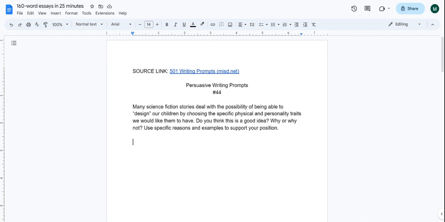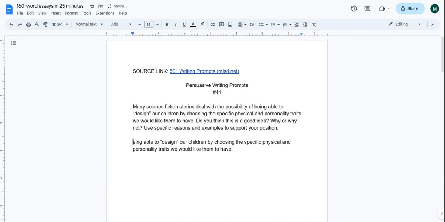So let's see how I would begin here. Designing our children. We have copy and paste ability in the actual demo of the Oxford Test of English, so feel free to copy and paste. I definitely want to be able to say the prompt, to answer what it's asking here. So I'm going to say, being able to design our children by choosing the specific physical and personality traits we would like them to have.